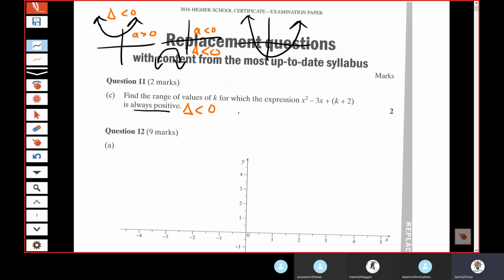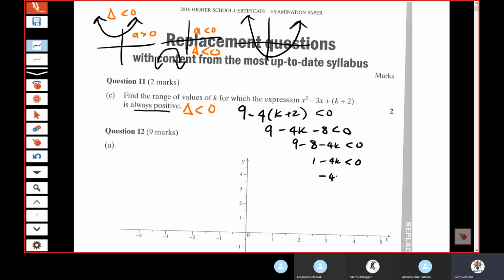Okay, here we go. The discriminant is b squared minus 4 times a times c, less than 0. Nine minus 8 minus 4k less than 0. 1 take away 4k less than 0. Minus 4k less than negative 1. K has got to be greater than a quarter. So as long as k is greater than a quarter, this here will never have any roots. So it will always be positive.